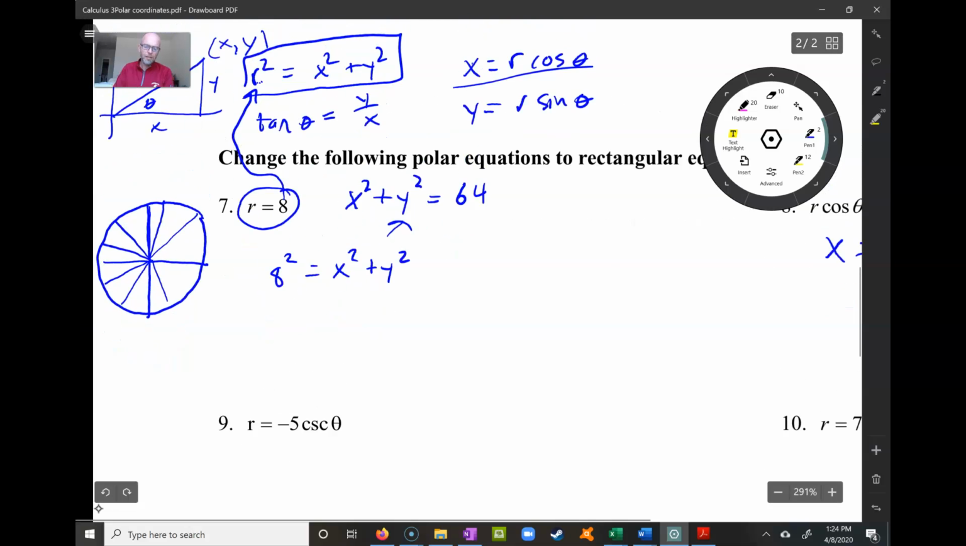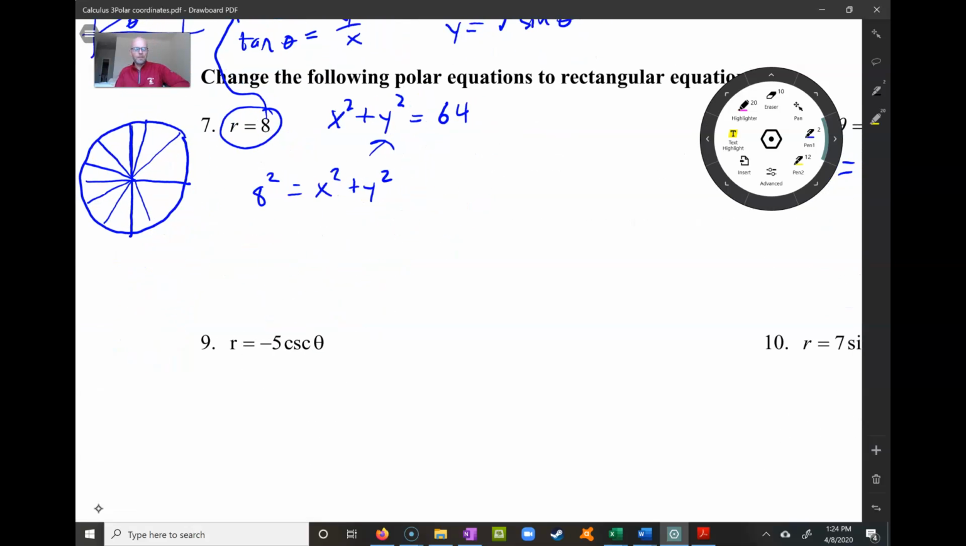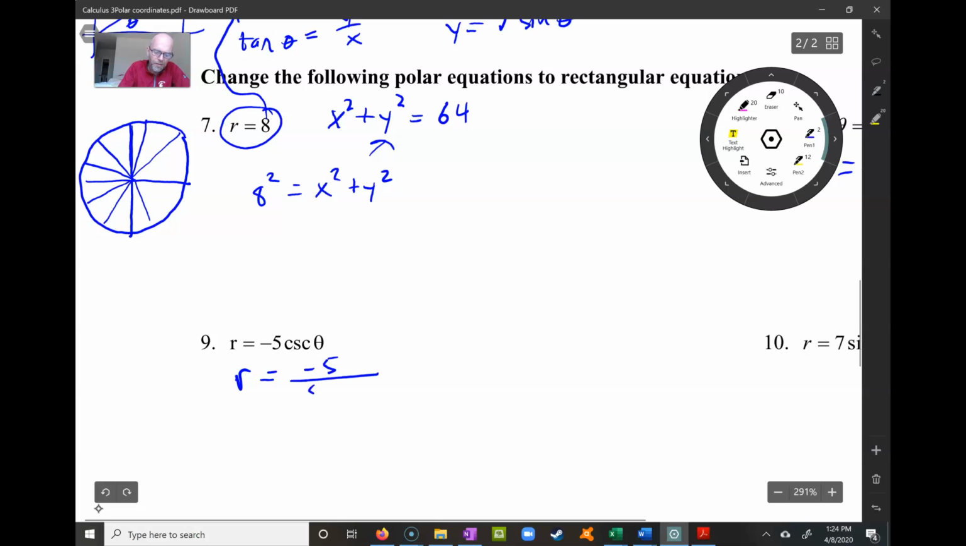Let's see if we can get a little bit harder one. Oh, this one's interesting. So r equals negative 5 cosecant theta. So my first move here would probably be to write r equals negative 5 over sine theta, because cosecant is the same thing as 1 over sine, right?